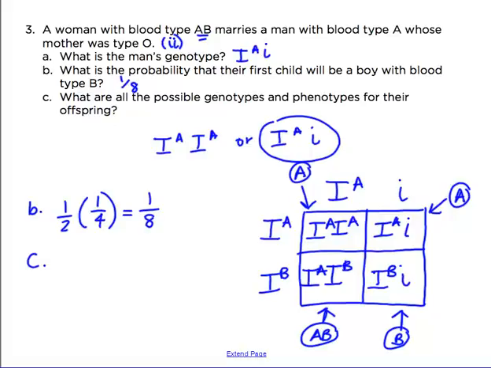For part C, it says what are all the possible genotypes and phenotypes for their offspring. So the genotypes we could just take from the Punnett square.